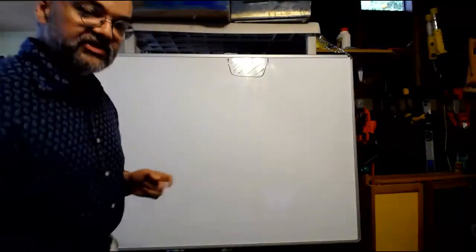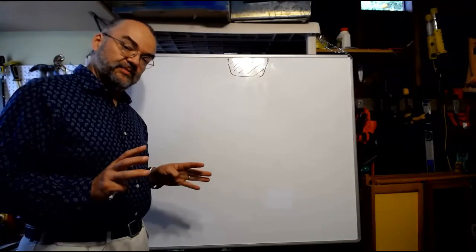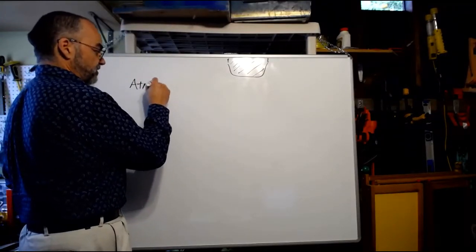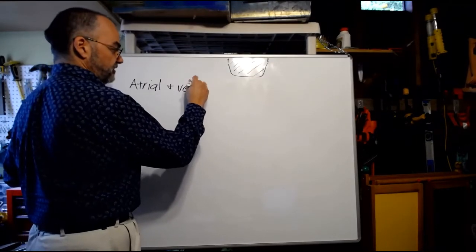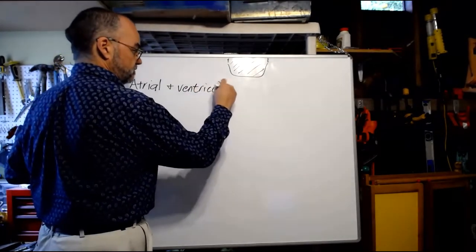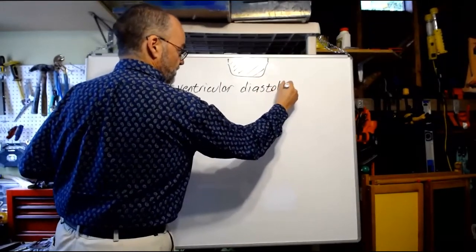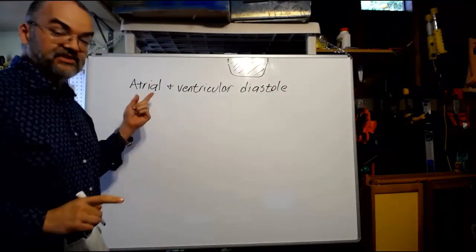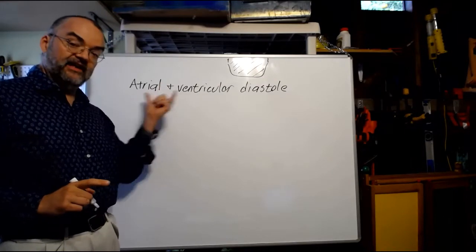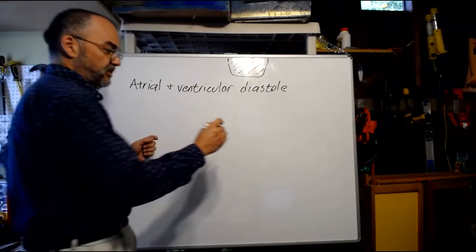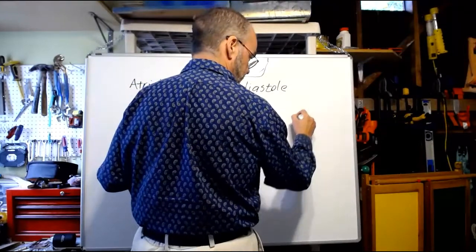We're going to start in the phase that we spend the most time in, which is atrial and ventricular diastole. So based on what you just learned, this is the time when both the atria and the ventricles are relaxed. So this is the time in the heart. We'll sketch a little heart here.